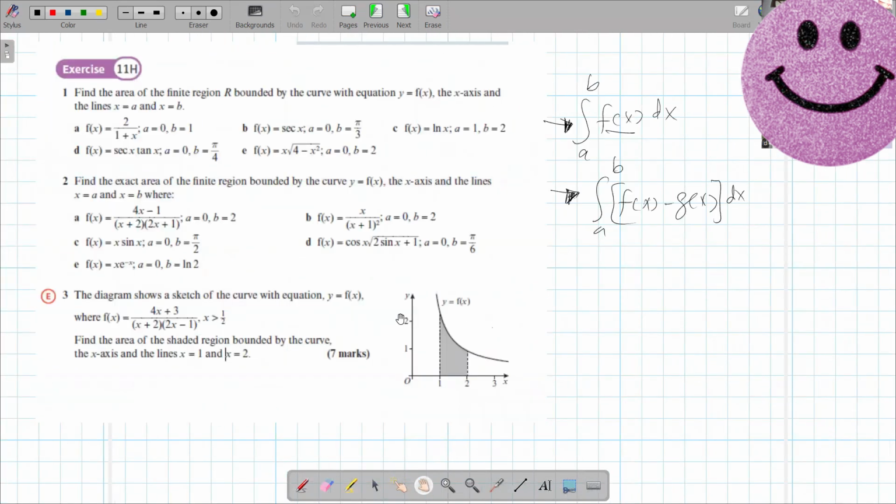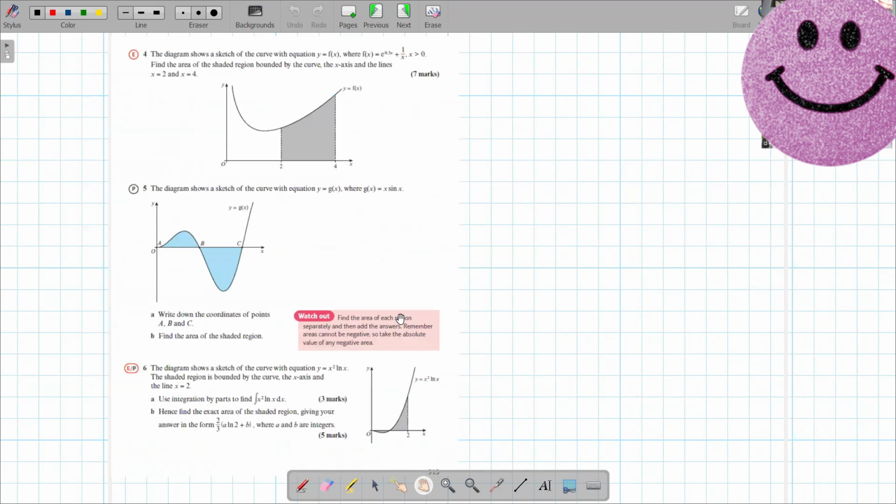Any other question now, you can ask me to solve any question from this exercise. Is this all of the questions that exist here on 11H? There are many questions. There are more questions.